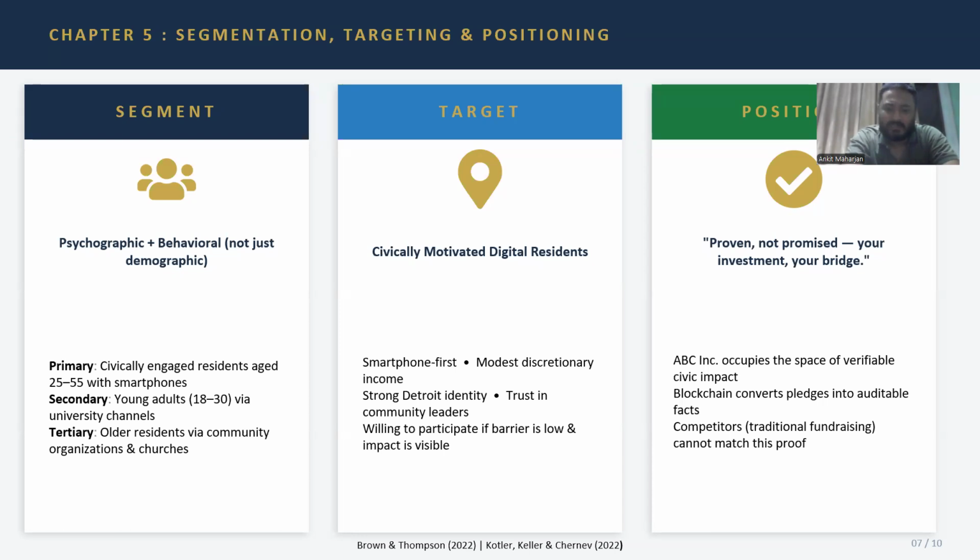The third is positioning. Positioning means it is proof, not promise: your investment will be your bridge. ABC company occupies the space of visible civic impact, and no traditional fundraising can match that proof. We position on trust, transparency, and local ownership, not technology.